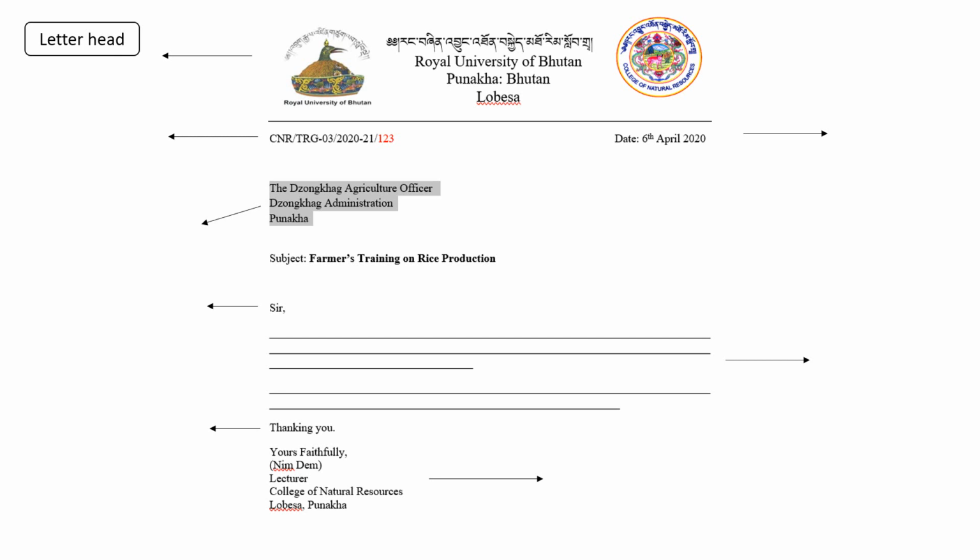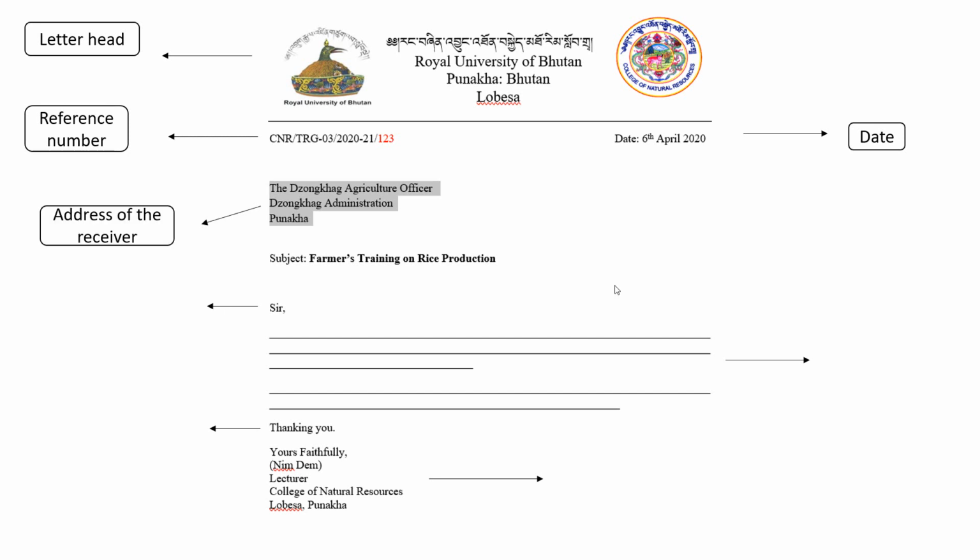Letterhead. This bears the logo of the government and or organization and the name of the office. Date. Reference number. As mentioned, if you are sending the communication in reply to a previous letter, you will have to mention in the beginning the number and date of reference of the previous letter. Address of the receiver. Here in the example, the recipient is Jongkhak Agriculture Officer of Punakha Jongkhak.